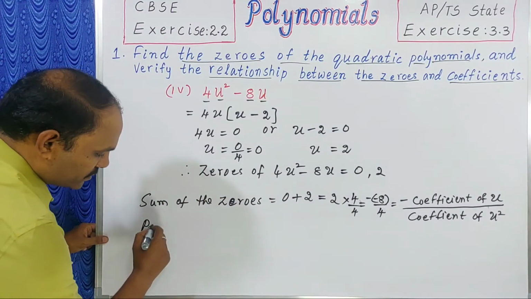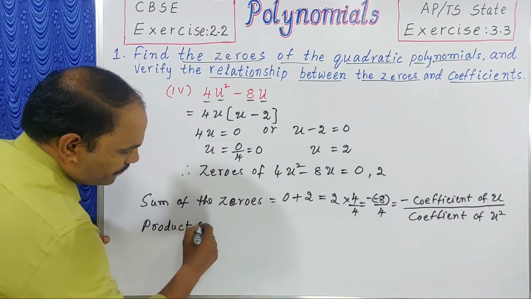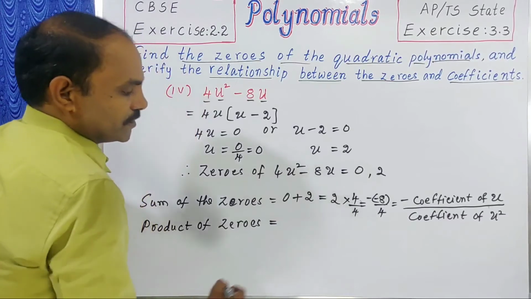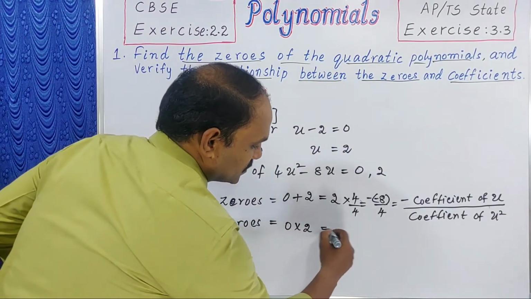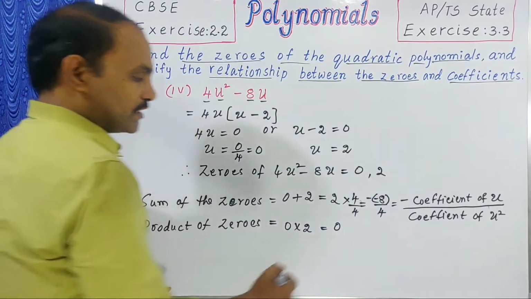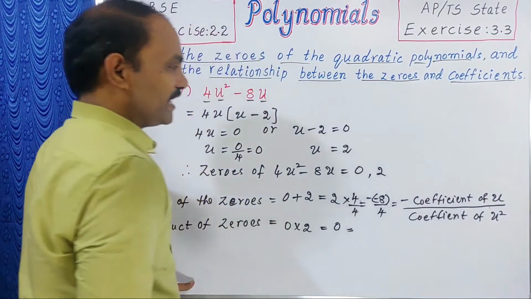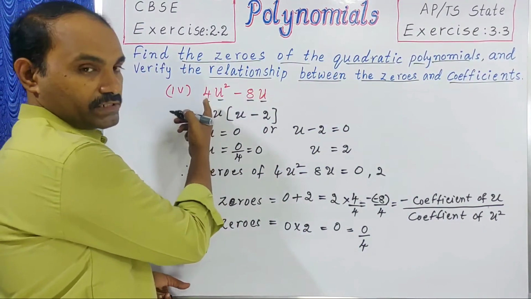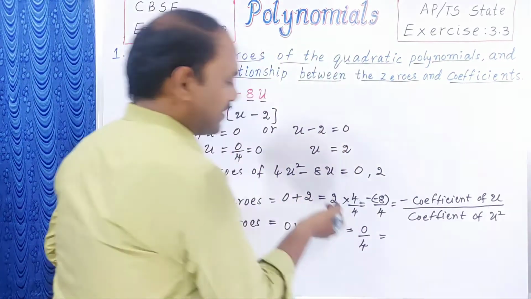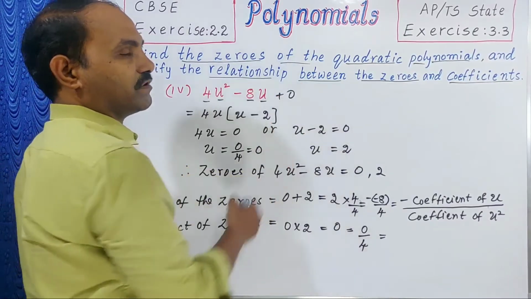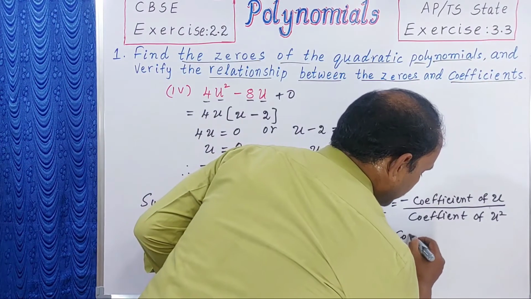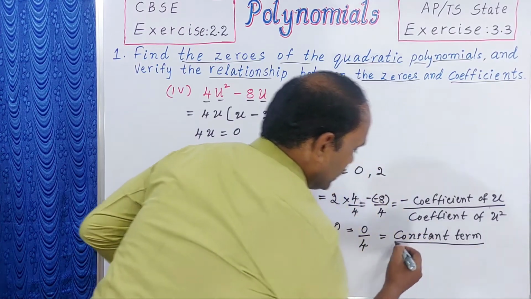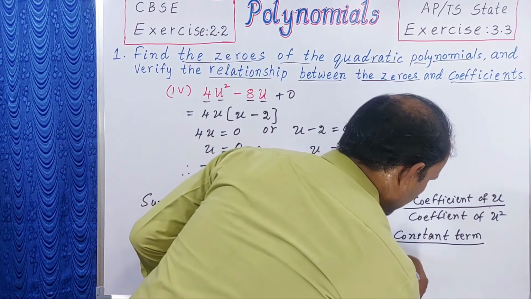Next, product of zeros is equal to 0 into 2, 0. 0 into something is 0. Then we can write this 0 as 0 by 4. Why 4 written? That's why, the first coefficient of u square. So 0, what is 0 here? Constant term. Nothing means here 0, constant term. So constant term by 4. 4 is the coefficient of u square.